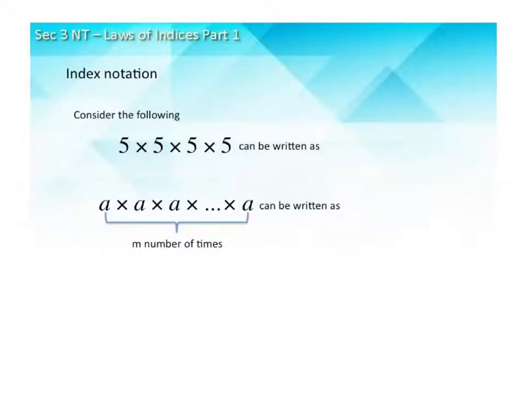Three anti-laws of indices, part 1. Under index notation, now consider the following. 5 times 5 times 5 times 5 can be written as 5 to the power of 4, where 5 is the base and 4 is the power or index.